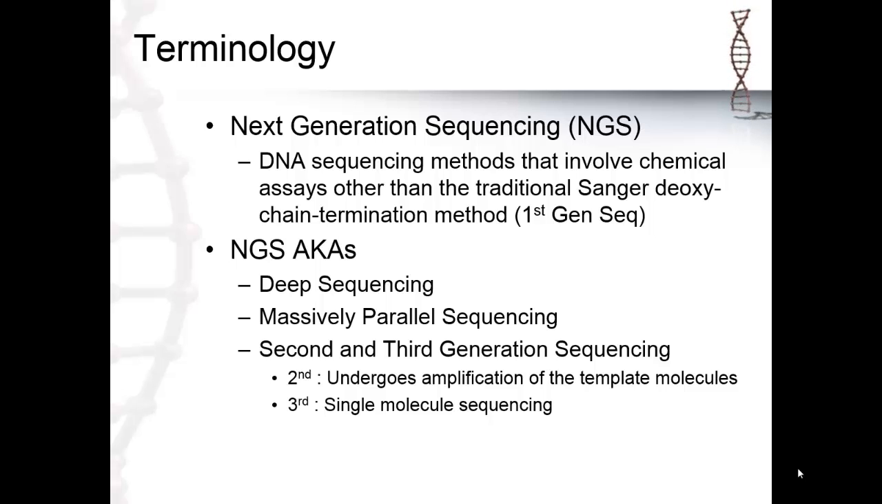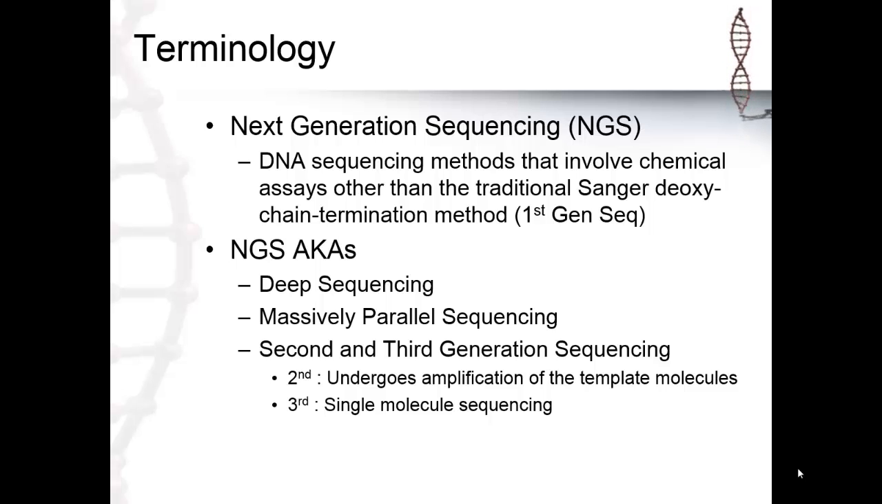Other names for next-generation sequencing are deep sequencing or massively parallel sequencing. It can also be split up into second and third-generation sequencing by whether or not the DNA being sequenced needs to be amplified. In second-generation sequencing, the DNA undergoes amplification, or production of thousands of copies of the template molecule, by either PCR or bridge amplification.